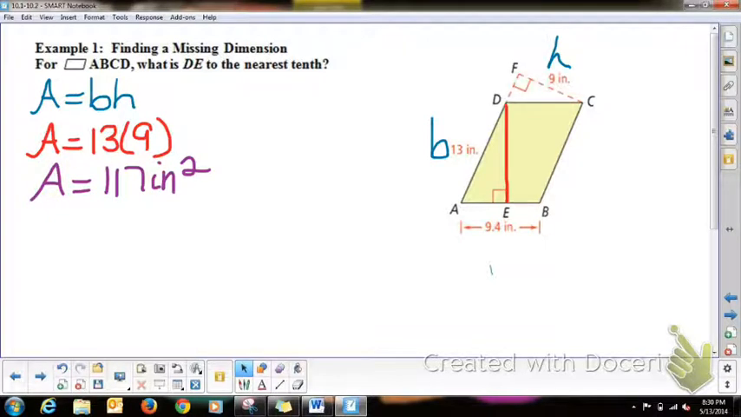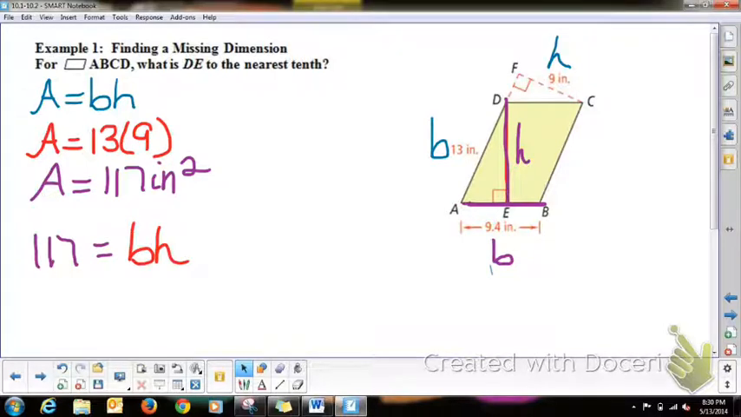Well, now I can use this area in order to find DE, because DE is also the height, but it's the vertical height. So if I use AB instead as the base and say times the vertical height, DE, it is the same parallelogram, so it has the same area. So I'm beginning with that. The area, 117 inches squared, is equal to the base times the height.